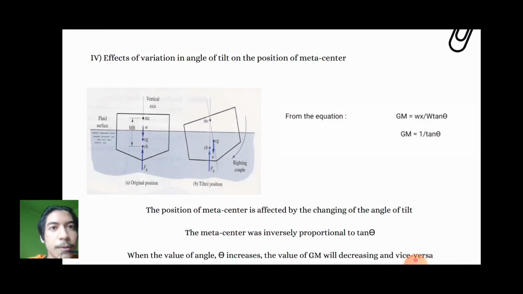4. Effects of variation in angle of tilt on the position of metacenter. From the equation GM equals Ws over W tan theta, we get GM is inversely proportional to 1 over tan theta. The position of the metacenter is affected by the change of the angle of tilt. The metacenter is inversely proportional to tan theta. When the value of angle theta increases, the value of GM will decrease, and vice versa.